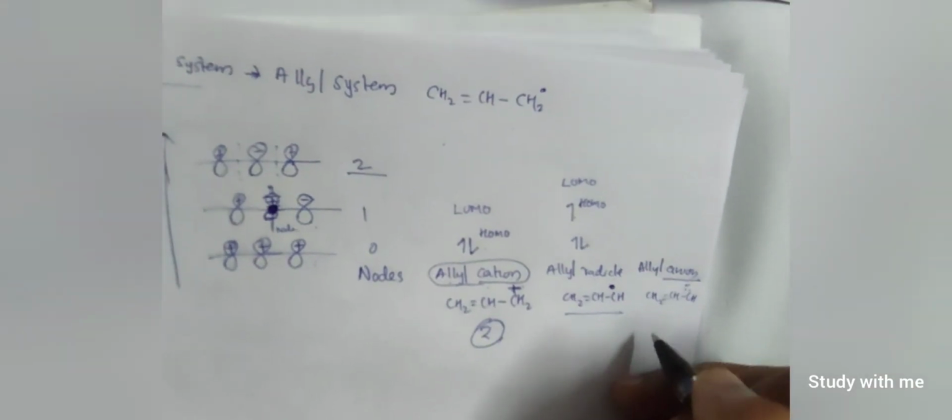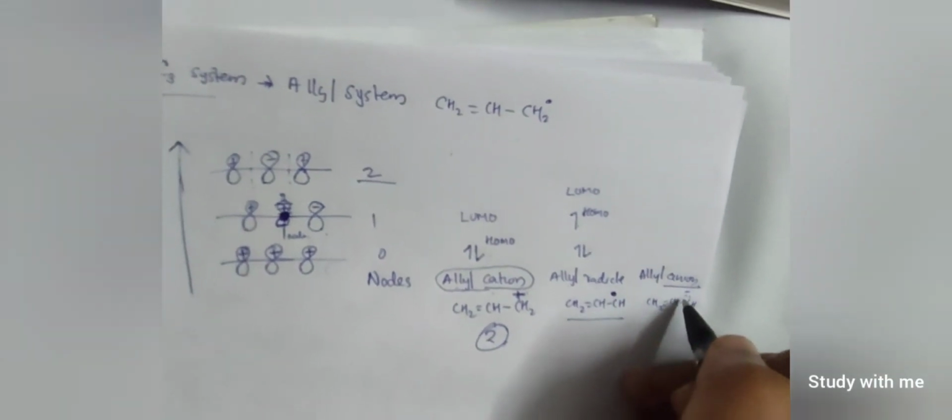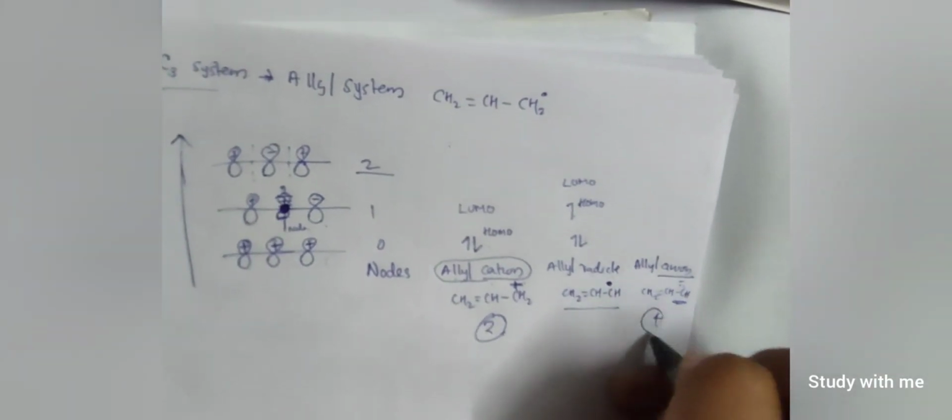And for the allyl anion, the anion will have more electrons, isn't it? So it has 4 electrons in it. The first two electrons are introduced to the first level, and the second level will have 2 electrons. So this will be the HOMO, and the third one will be the LUMO.